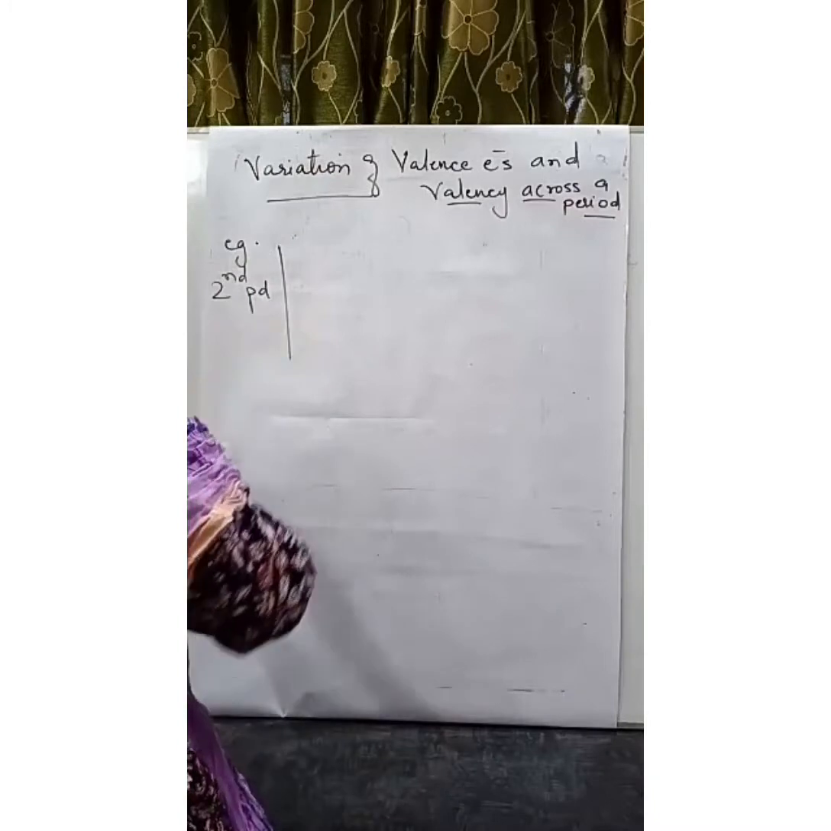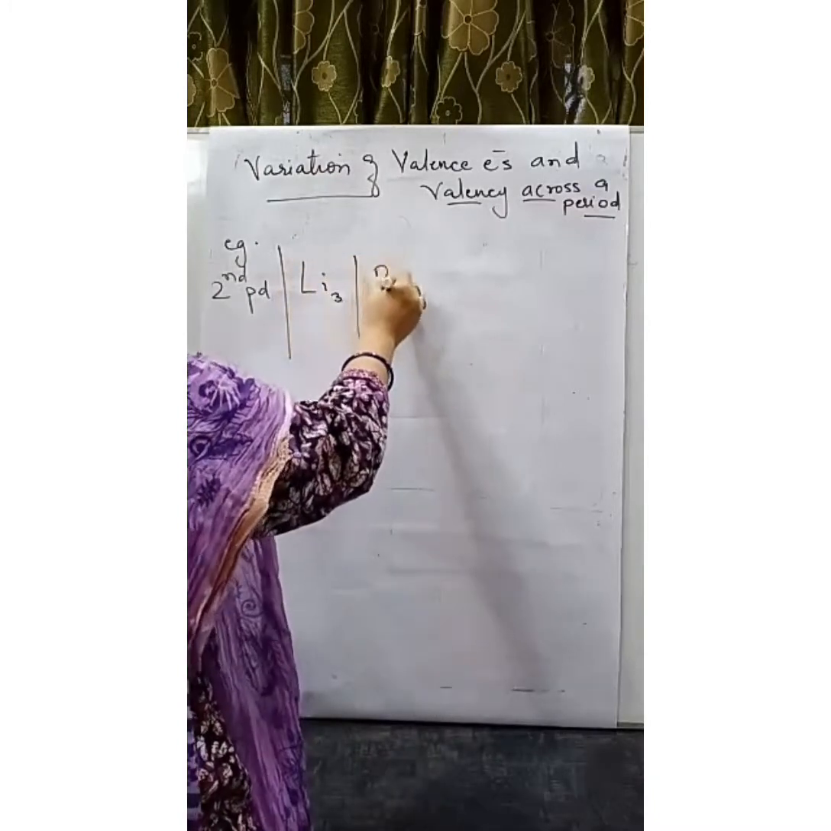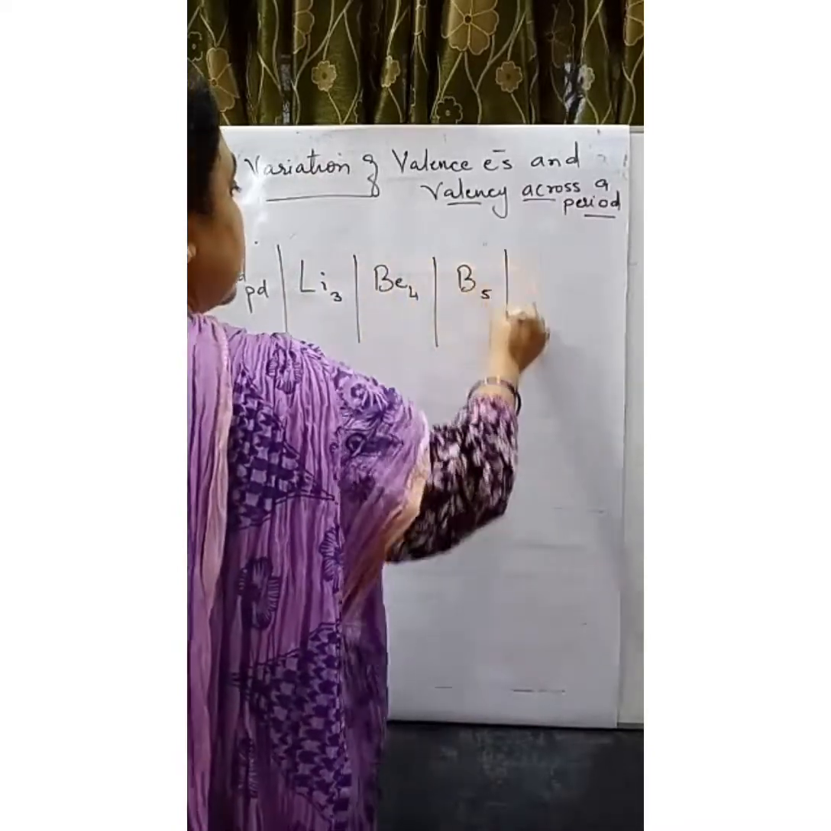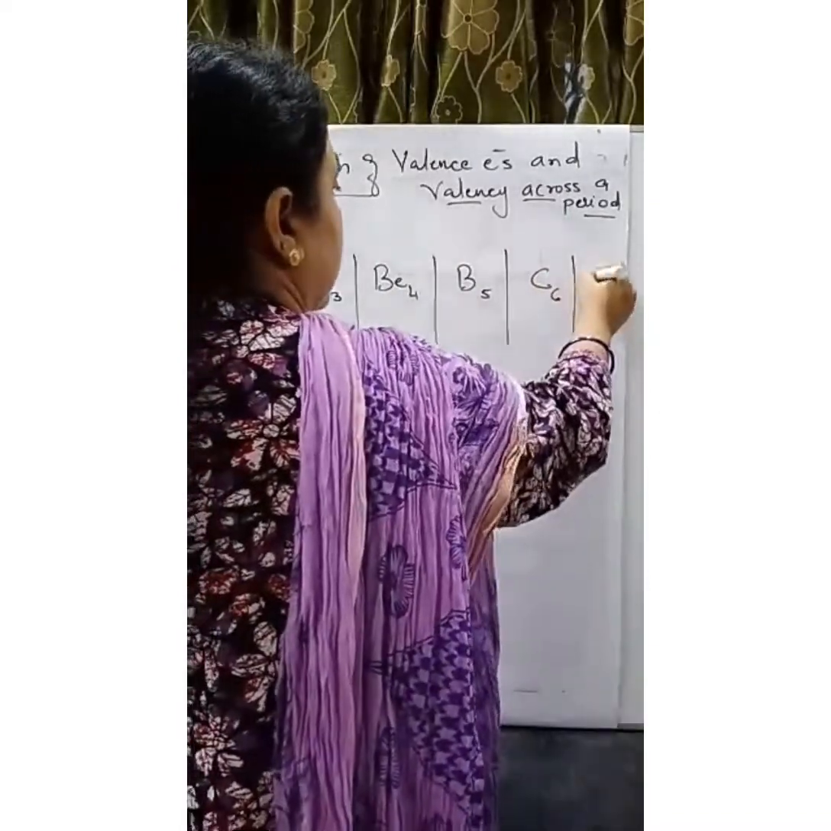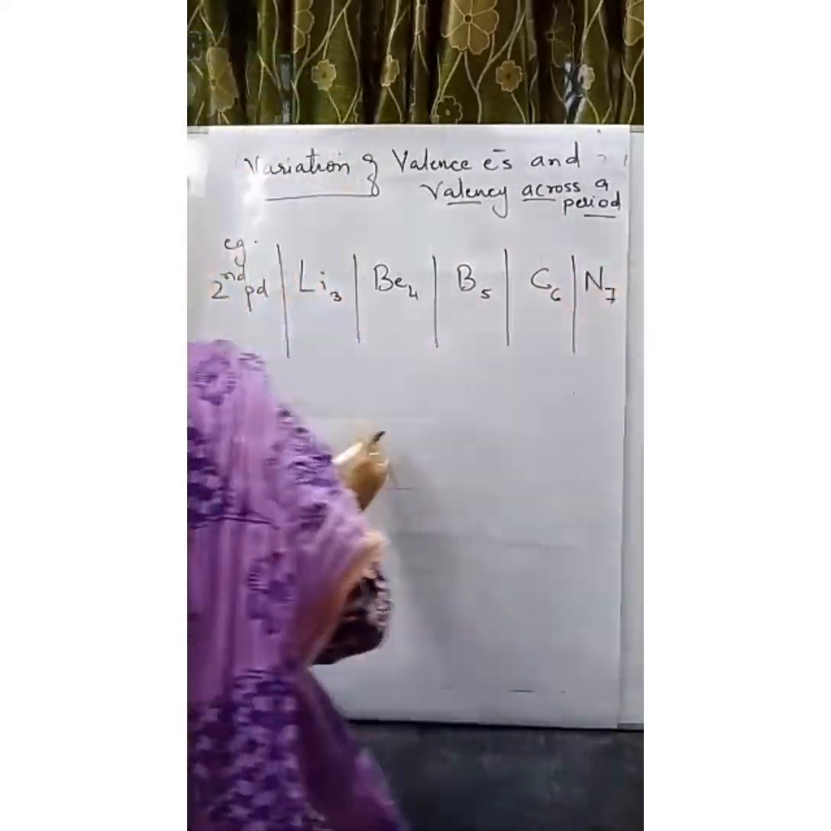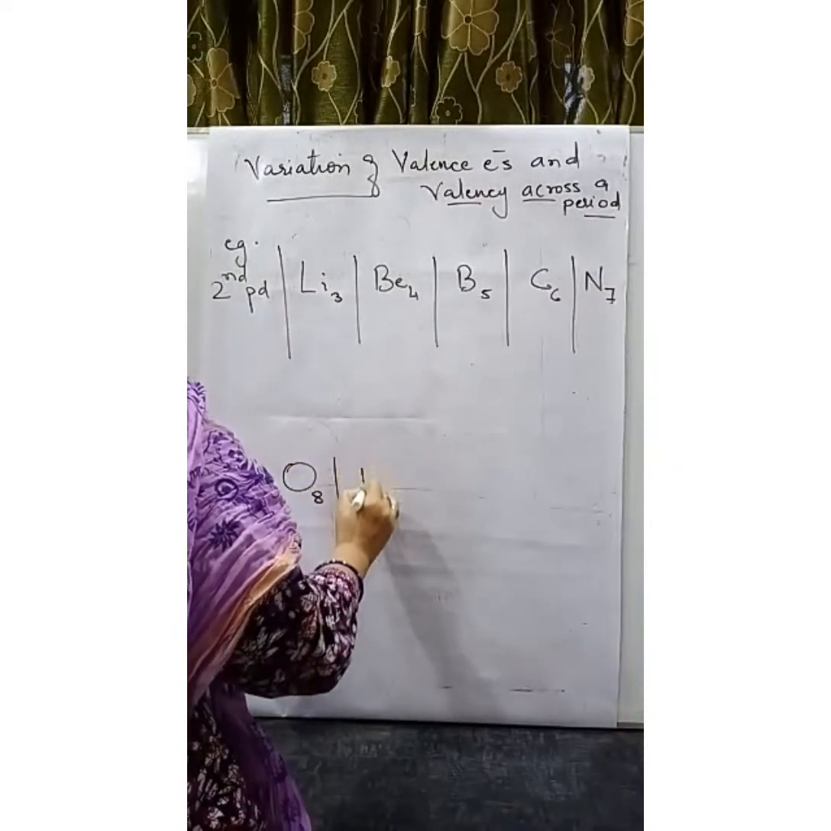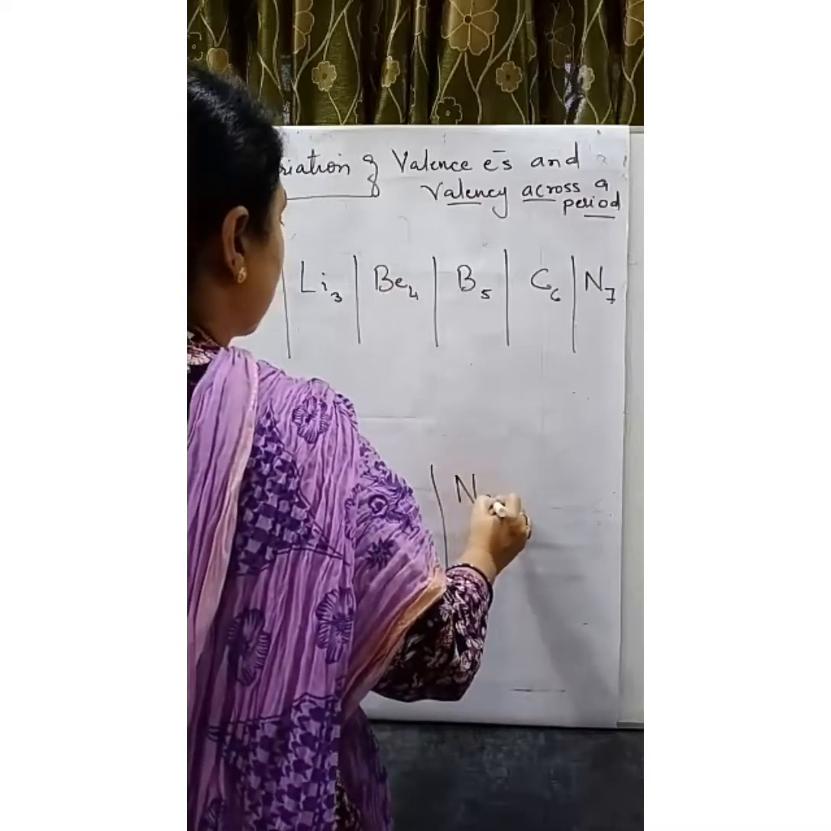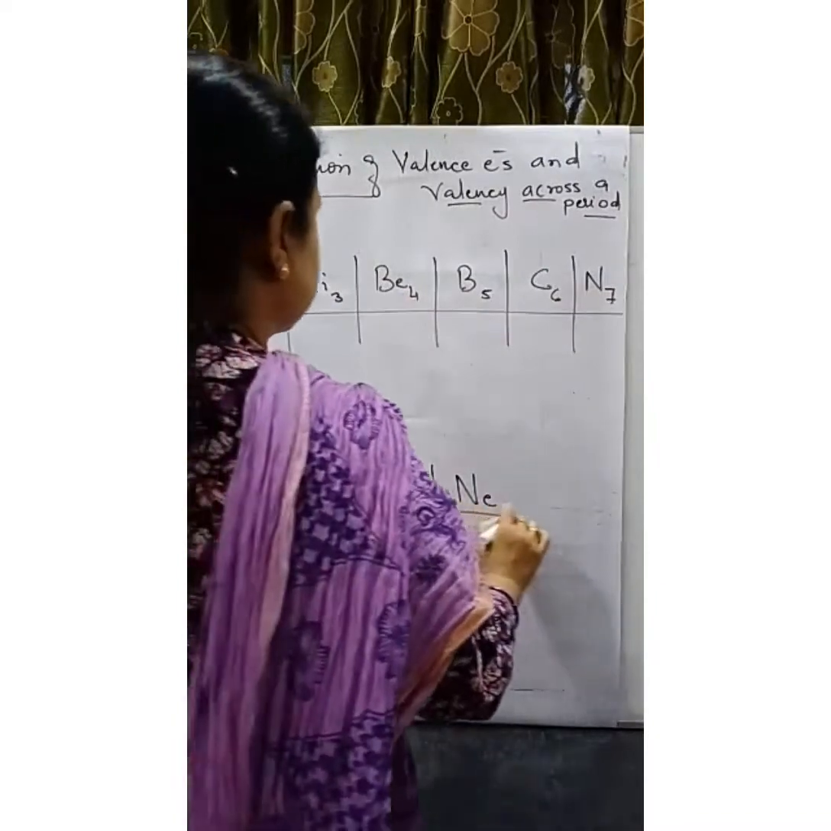So in the second period, we have elements like lithium, beryllium, boron, carbon, nitrogen, oxygen, fluorine and neon. So these are the elements of the second period.